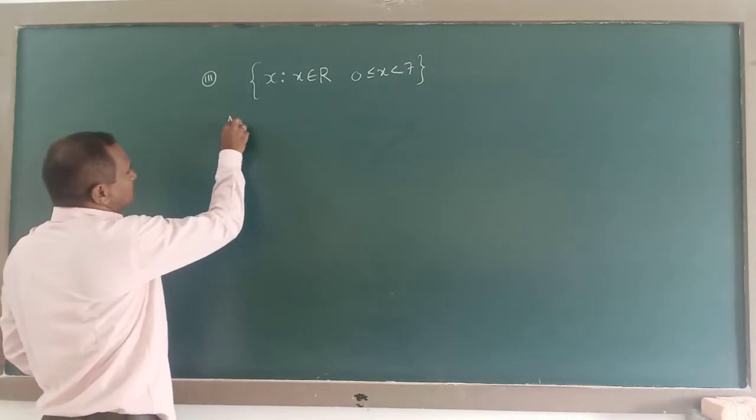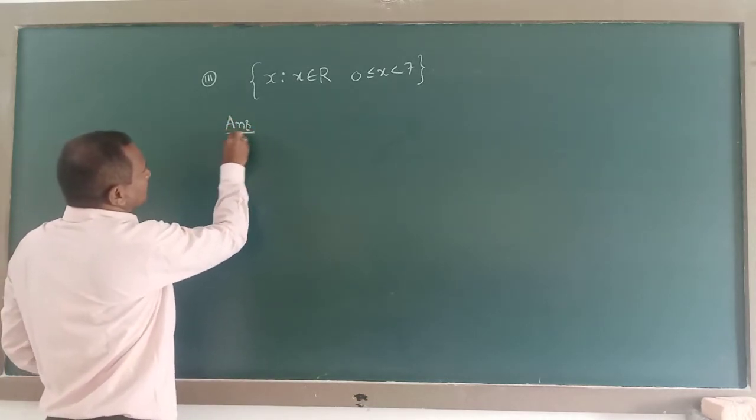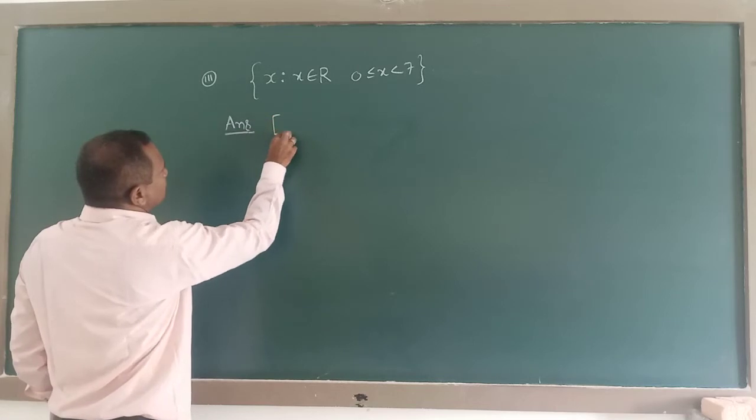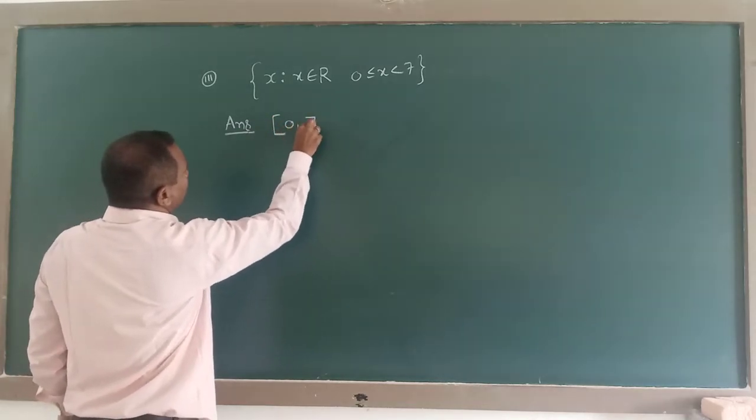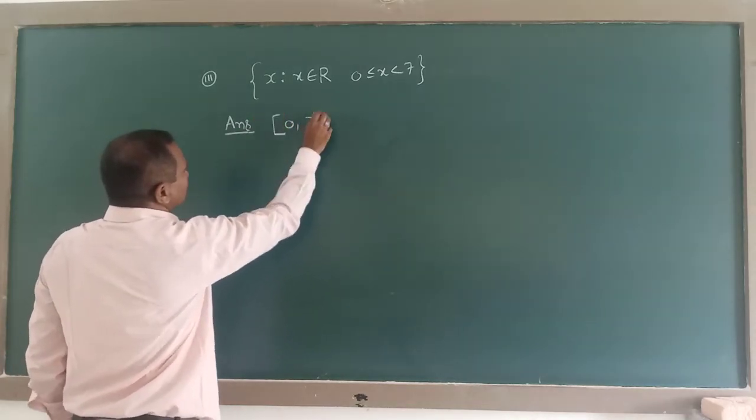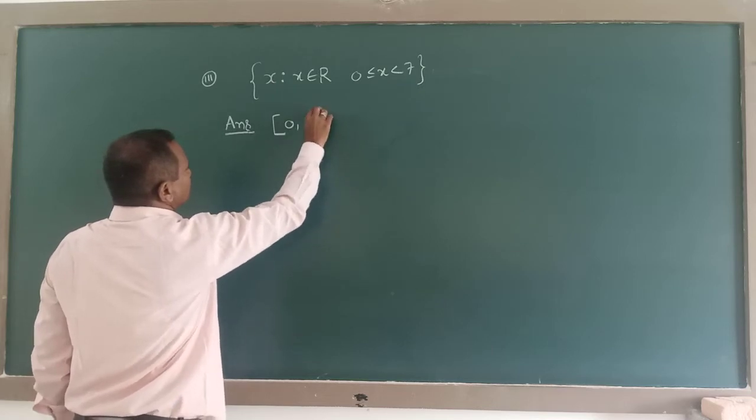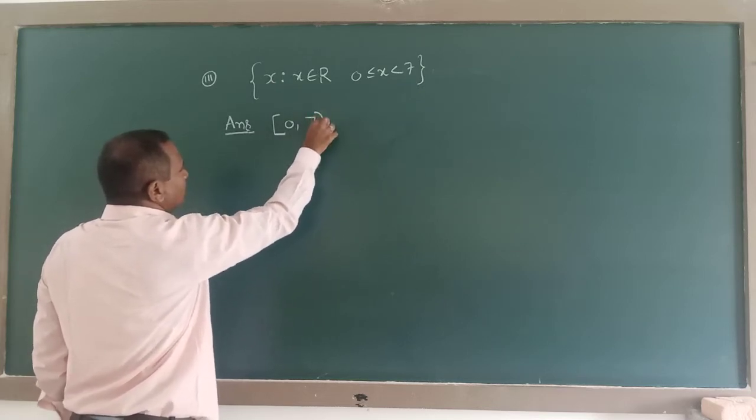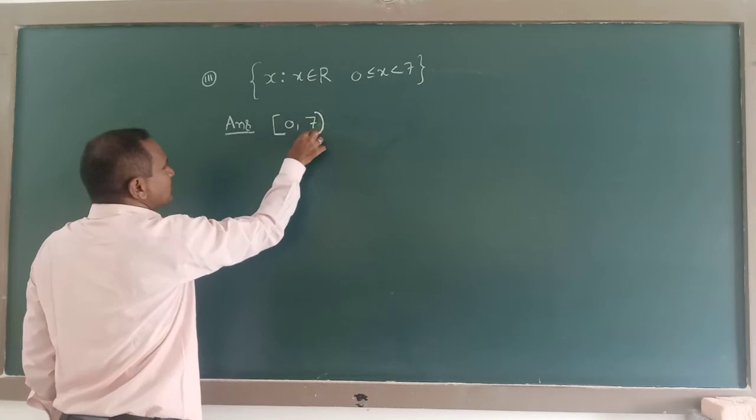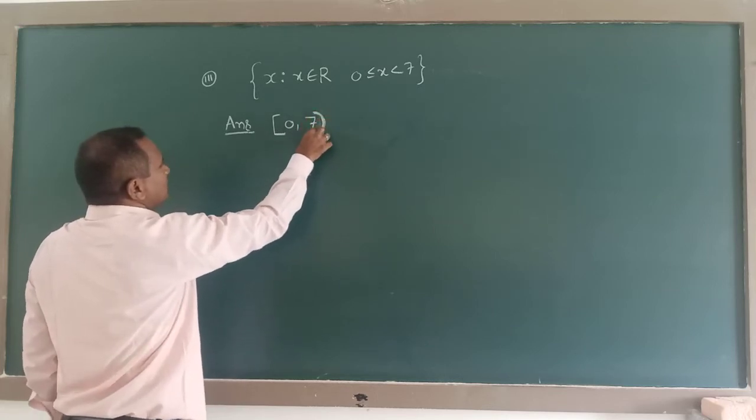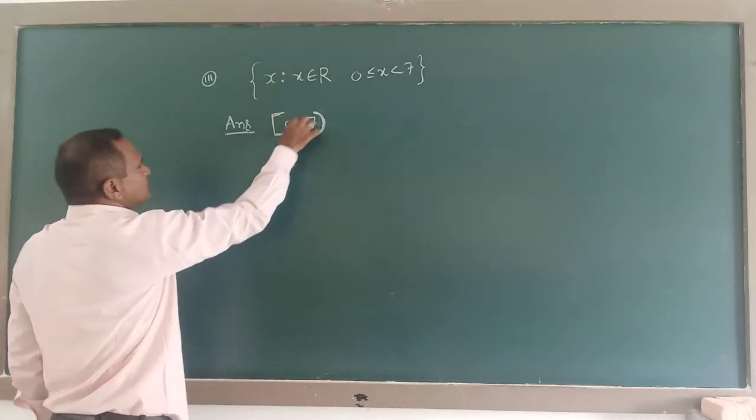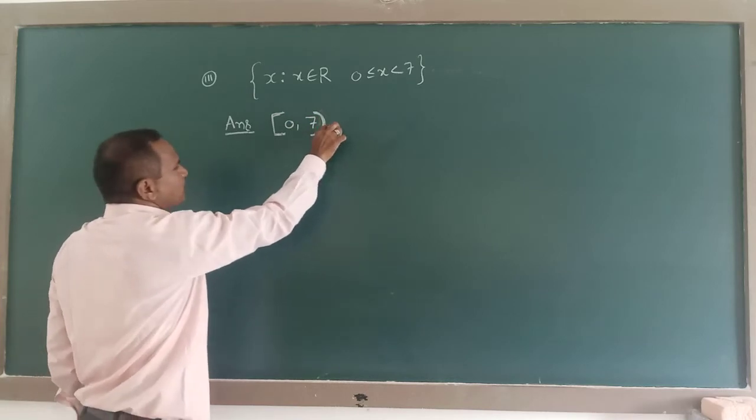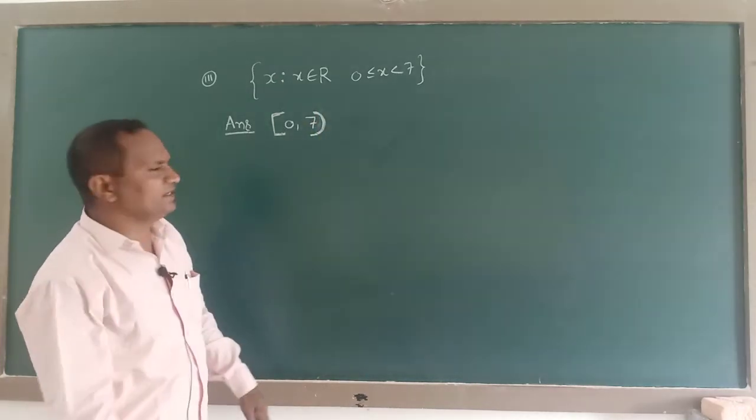The answer for this question is [0, 7), closed interval 0, comma, open interval 7. Open means a curve shape, but we are not calling it a curve. The shape of the bracket is a curve shape. That's why this type of bracket in curve shape we call an open interval.